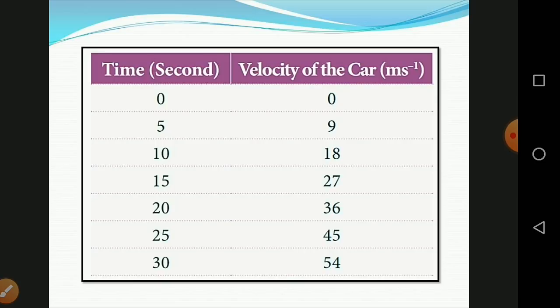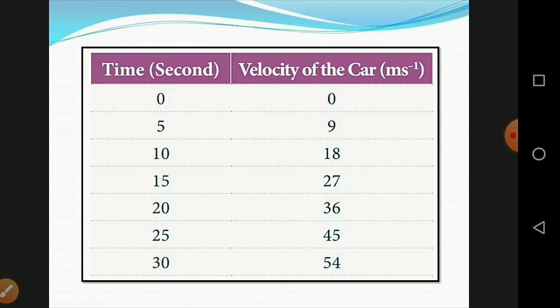That means time and velocity of the car. At 0 seconds the velocity is 0 meters per second, at 5 seconds the velocity is 9, at 10 seconds the velocity of the car is 18, at 15 seconds 27, at 20 seconds 36 meters per second, at 25 seconds 45 meters per second, and at 30 seconds the velocity of the car is 54 meters per second.